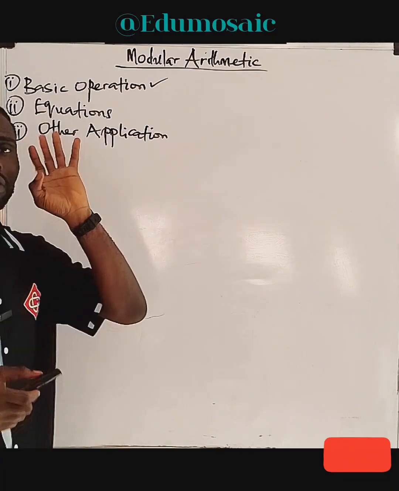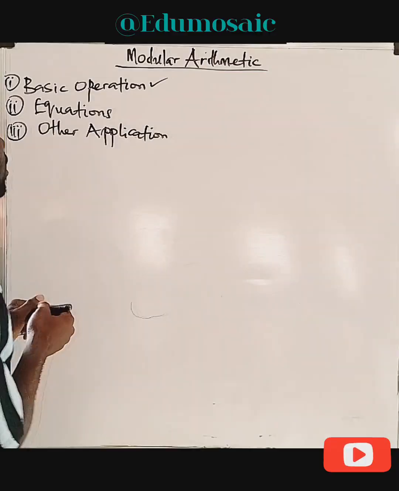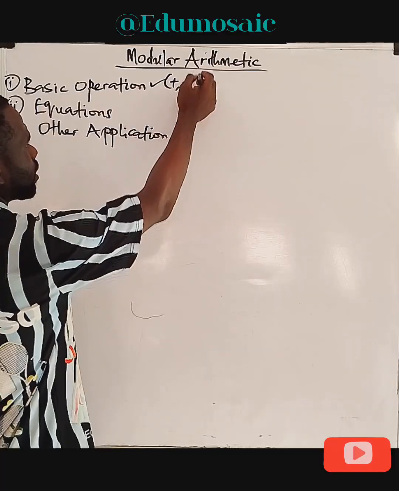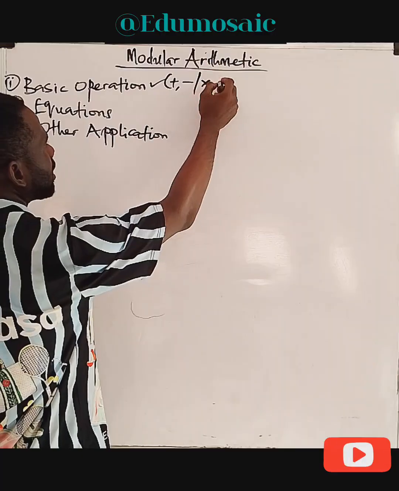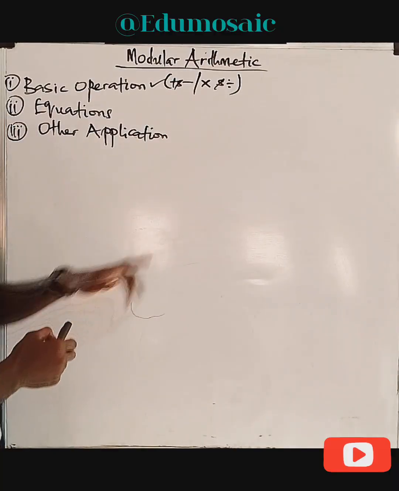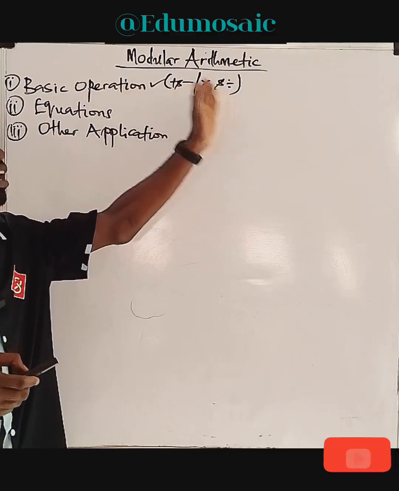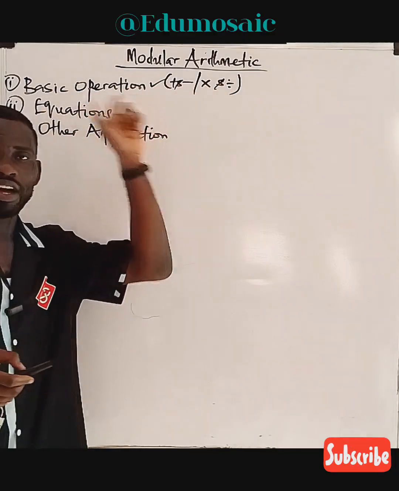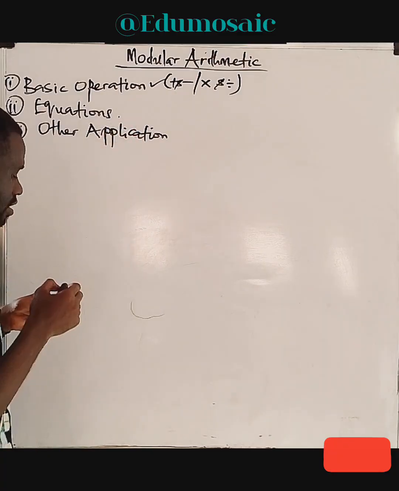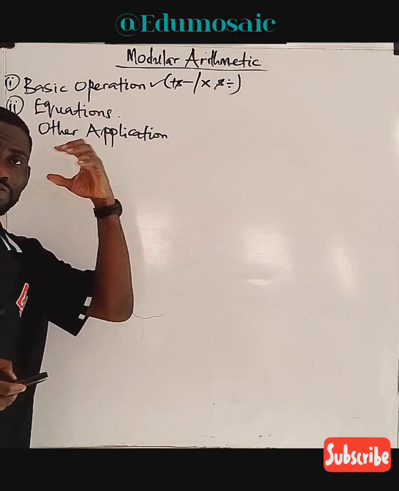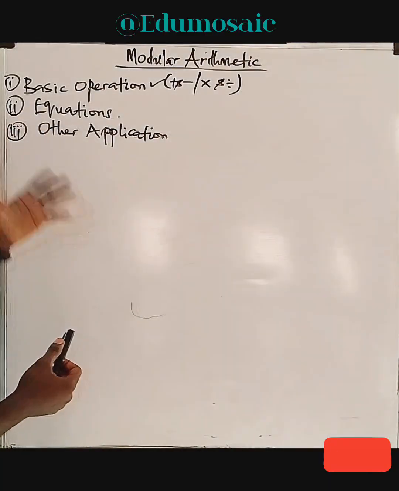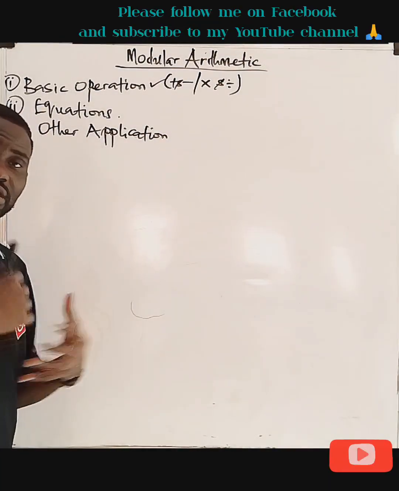There are four major basic operations under modular arithmetic. We have the addition operation, and the subtraction, which I classify together, and then we have the multiplication and the division operation. These are the basic operations under modular arithmetic. Once we're done with this, the next thing we're going to be looking at is various equations, and after that other forms of application, the various ways modular arithmetic is being applied. We discussed some of the applications in our previous lesson, but we're going to be looking at different calculations on them.